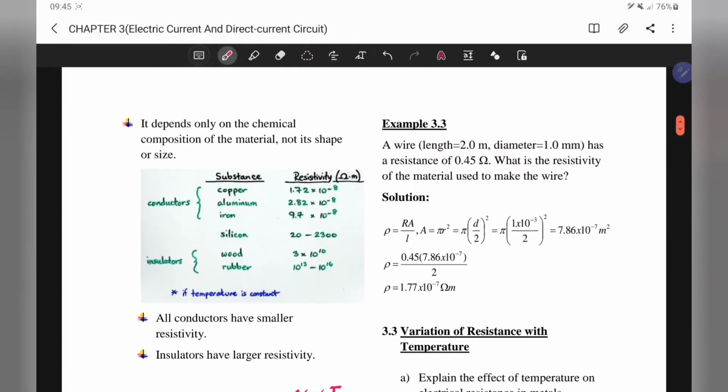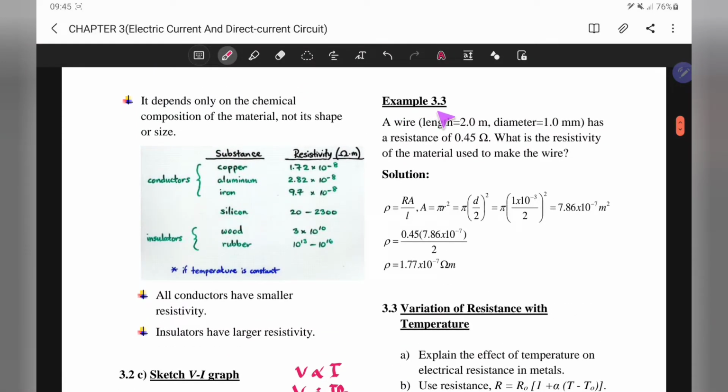Okay, another example is example 3.3. Given a wire where the length is 2 meters and its diameter is 1 millimeter, which has a resistance of 0.45 ohms. What is the resistivity of the material used to make the wire? So given the length of the wire and the diameter, check the unit, it's in millimeters. We need to convert it to meters in the calculation. And this is the resistance R. So what is the resistivity? They ask you to find rho.